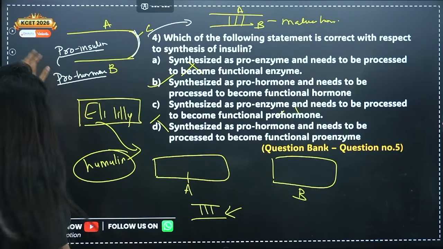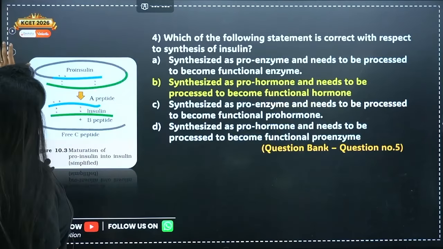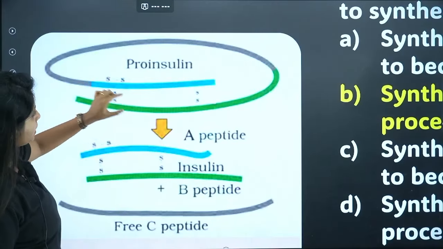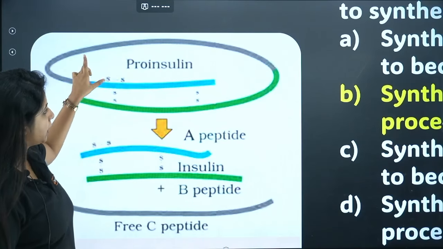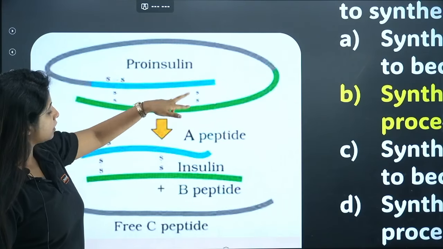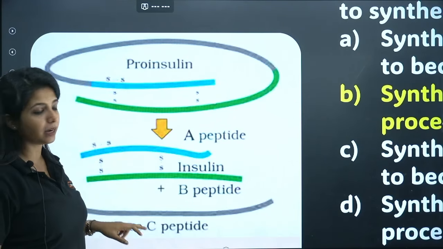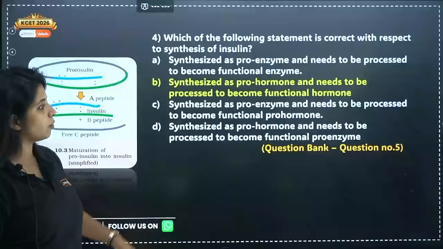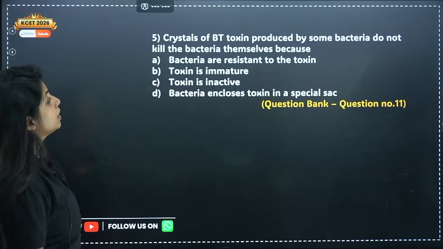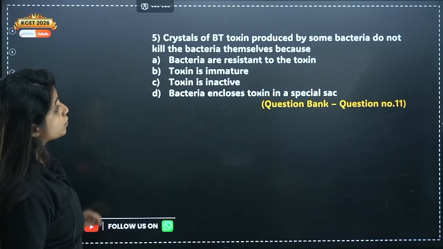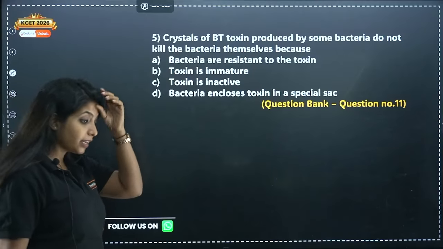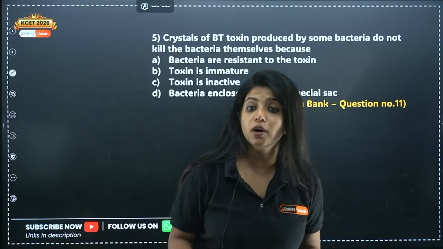Now this is a picture. Please know about this particular picture as well. So you have A, B, and this is the C peptide. A and B were joined with the help of disulfide bonds, and in between you had the C peptide. And then you later removed the C peptide, and you just have the A and B in the mature form of insulin. Crystals of Bt toxin produced by some bacteria do not kill the bacteria themselves, because the bacteria are producing this particular toxin, but it is not killing the bacteria.